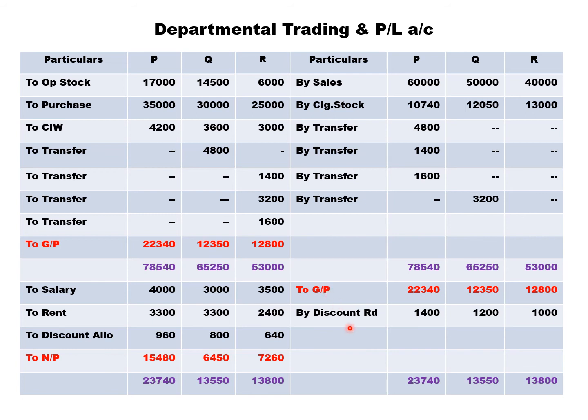Discount received to be distributed in purchase ratio. Salary, as we worked out in the working note, take as it is. Rent also we did in the working note, take as it is. Then discount allowed to be distributed in sales ratio. Then we get net profit of P 15,480, 6,450, 7,260.